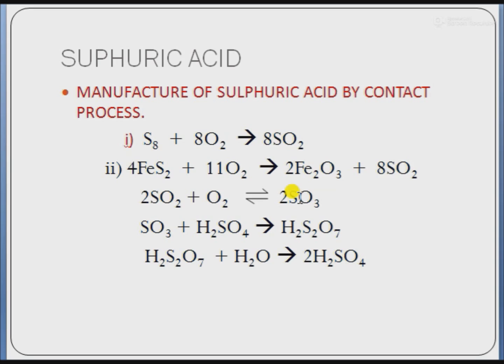And next is the absorption of sulfur trioxide in 98% sulfuric acid to form oleum, that is H2S2O7. And on dilution of oleum we get desired concentration of sulfuric acid, and these two steps are used by the industries to produce sulfuric acid from SO3, sulfur trioxide.